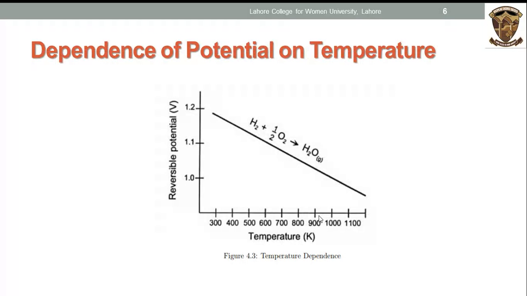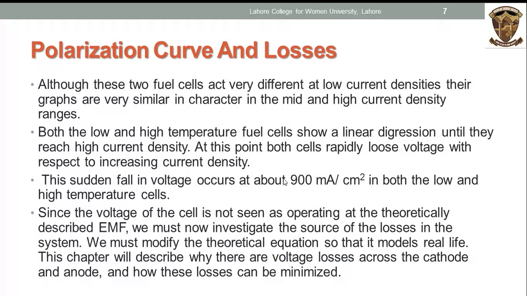And this slide shows the dependence of potential on temperature. So with the increase in temperature, there is a decrease in the potential. So this is the reversible potential V, which is showing this straight line, and this shows the chemical reaction going to take place in the fuel cell. So, polarization curve and losses. Now, I will discuss in detail.